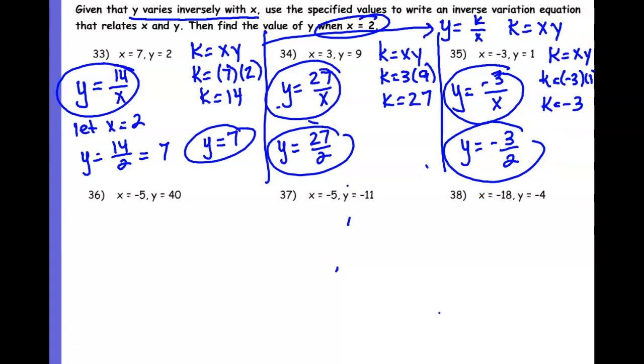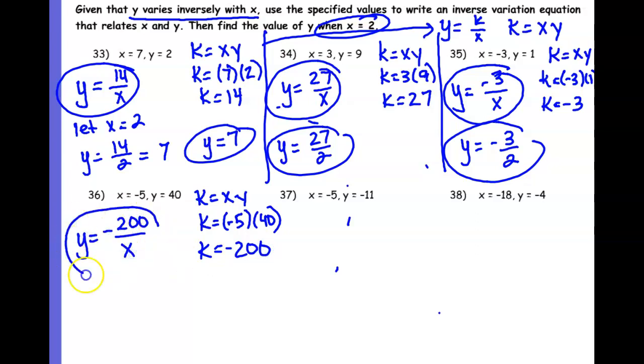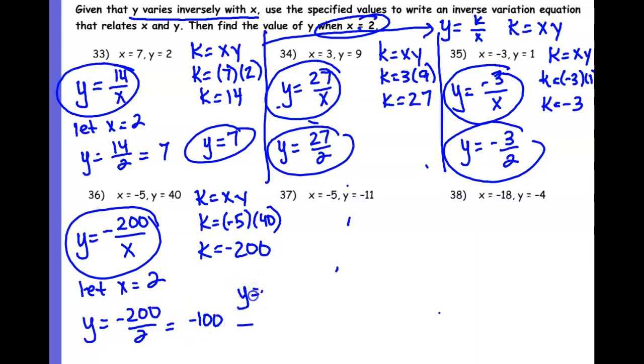For 36, since our k is equal to x times y, k is equal to negative 5 times 40. Our k is negative 200. Our y is equal to negative 200 divided by x. There's our equation. And then when we plug in, again, we're using the same number. Let x be equal to 2 again. When we plug it in, we've got y is equal to negative 200 halves, which is negative 100. So y is equal to negative 100.